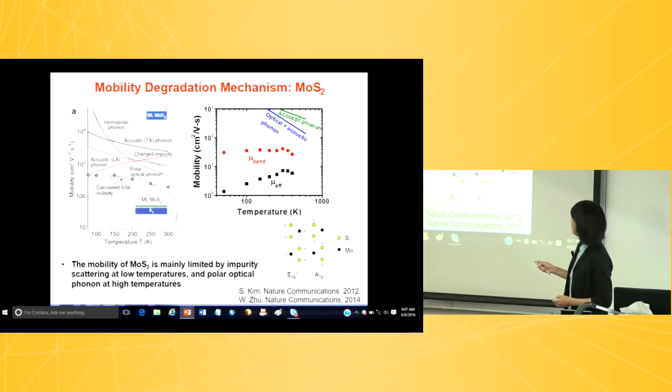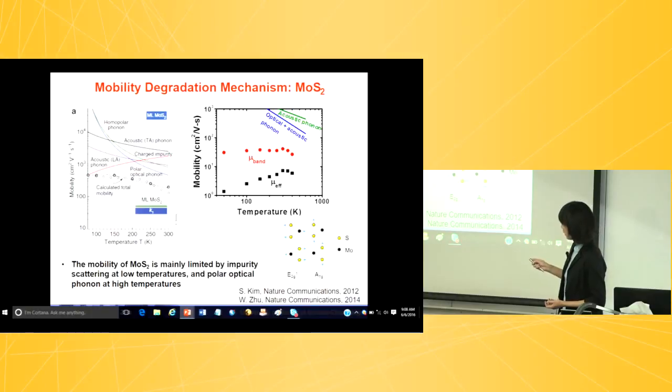So the difference between the homopolar and optical polar phonon is illustrated here. So in the in-plane polar optical phonon, the sulfur atom and molybdenum atom move in different directions. But in homopolar phonon, these two sulfur atoms move in opposite directions. So there's no net change on the position of the positive charge. So it has less impact on the scattering of the carriers. The dominant one is the polar phonon.